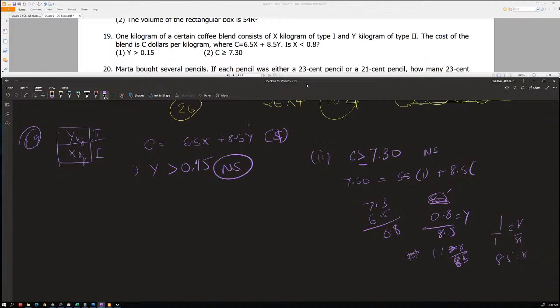If that is the ratio, then we can actually get the value of C. Alright, but that's a ratio. It's like, cannot get it. Again, I will say not sufficient. Now they say that y is greater than 0.15. So greater than 0.15, that means it is 15 upon 100, and so greater than this. Again, this is also not sufficient.